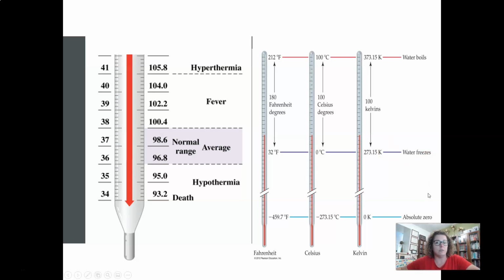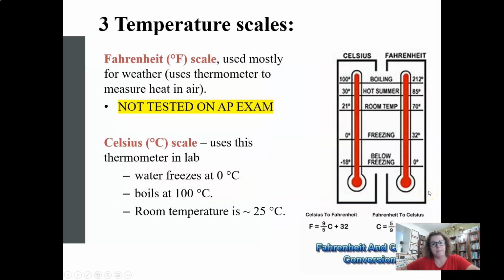But the good news is Fahrenheit's not on the AP test. So I'm not even going to go with that. But in my classroom on the wall, I have a thermometer that measures the air temperature, and that is degrees Fahrenheit. But I don't want to spend a lot of time talking about Fahrenheit, because we're not tested on it on the AP test. But we are tested on Celsius, degrees Celsius, and Kelvin.